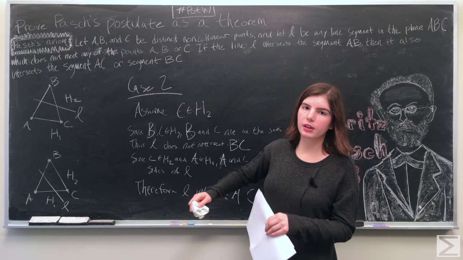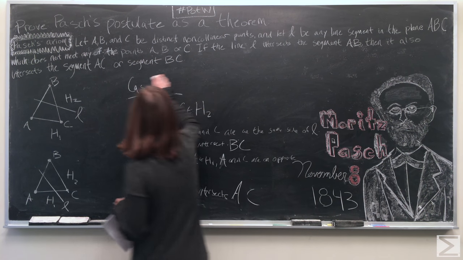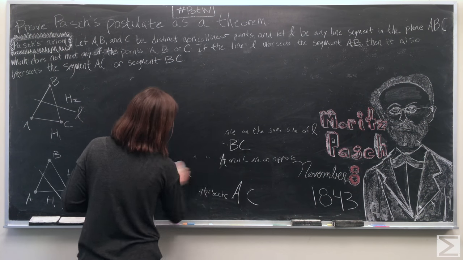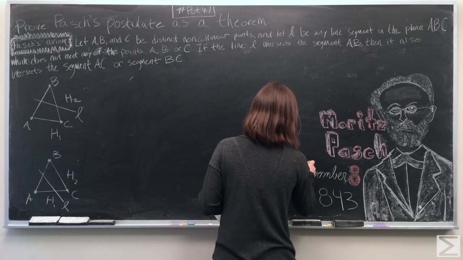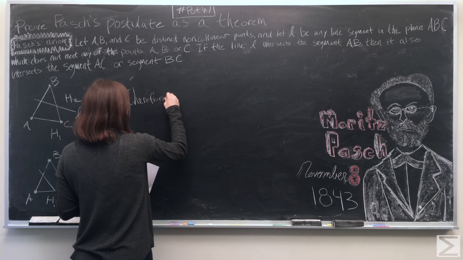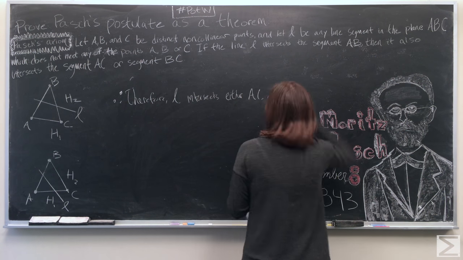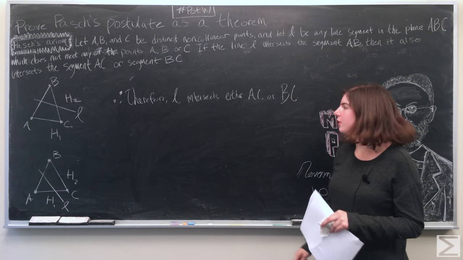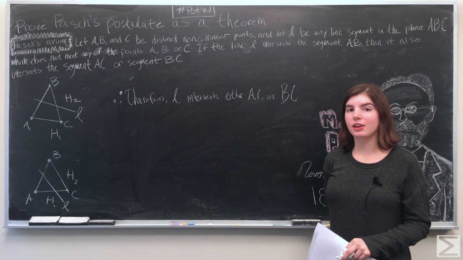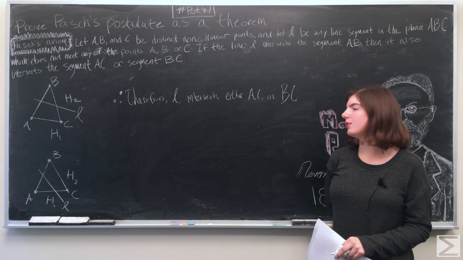And now we've proved both cases. We can conclude that the line L intersects segment AC or BC.